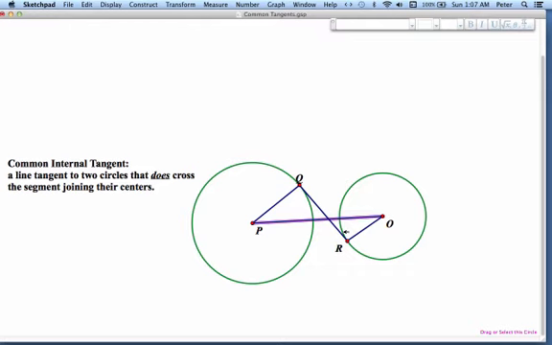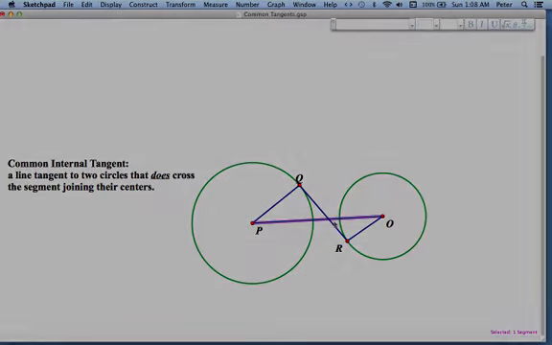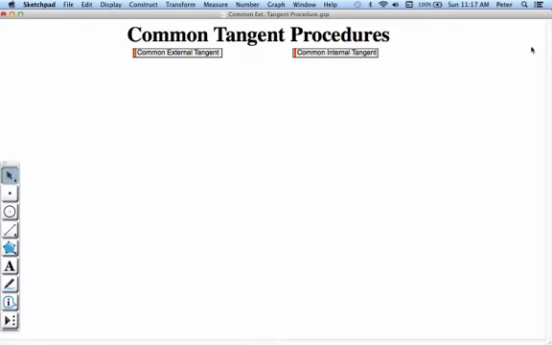Okay, let's look at something called the common tangent procedure for determining the length of the tangent if you know the radii or the distance between the centers of the circles. The common tangent procedure helps us to find the length of a tangent between two circles if we know the radii and the distance between the centers. Or sometimes we can find the radii if we know the length of the tangent and the distance between the centers, or we can find the distance between the centers if we know the other two.